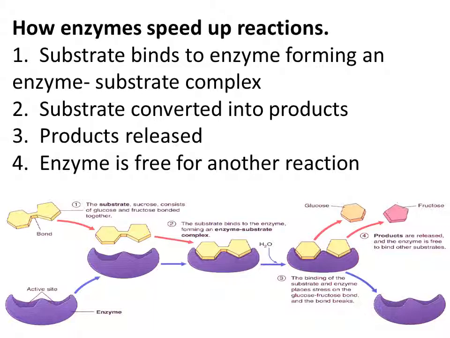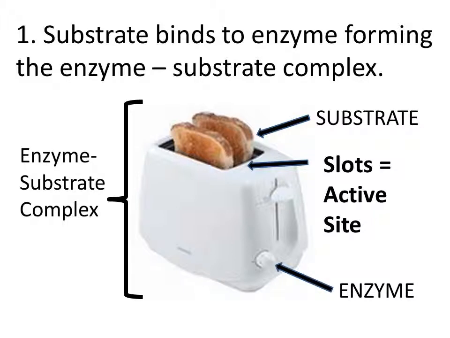And now this diagram can be a little bit confusing, so I've made it a little bit more concrete for you. So let's pretend that the enzyme is a toaster, right? And the substrate or the reactants that we're trying to change into something else would be a piece of bread. Alright, so the first step is that the substrate binds to an enzyme, forming this enzyme substrate complex. Alright, and we put the bread at a very specific spot in the toaster, and that spot would be the slots, and that would be your active site.